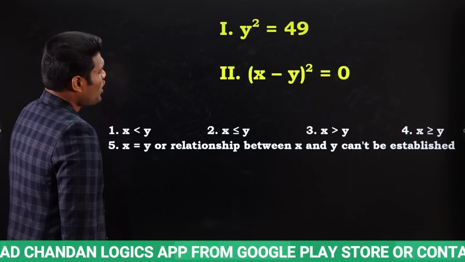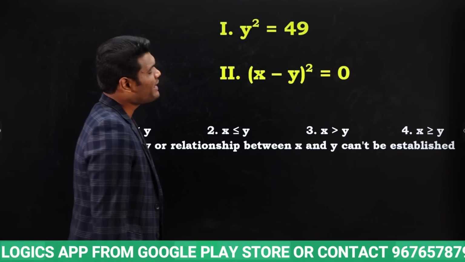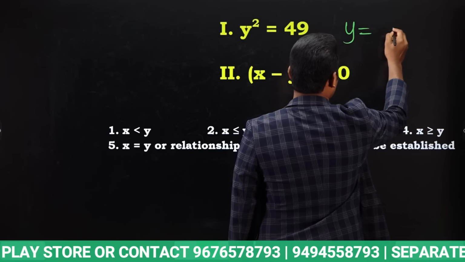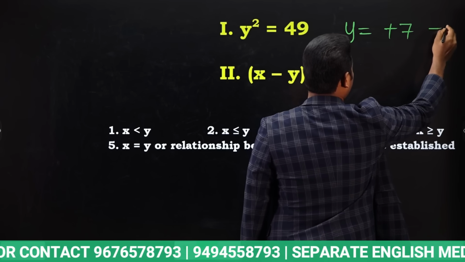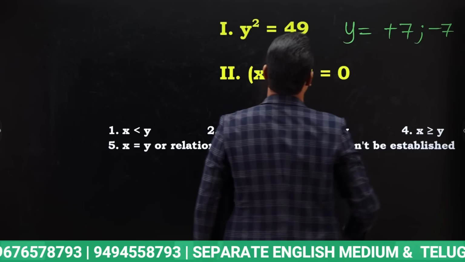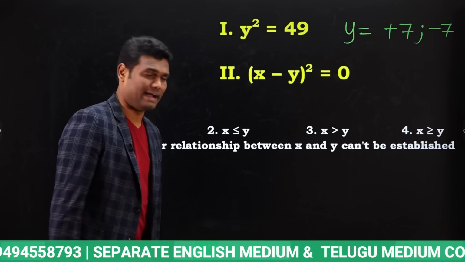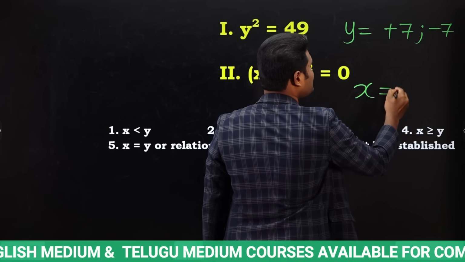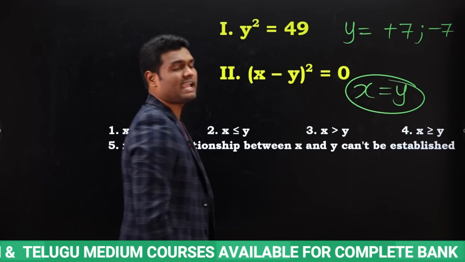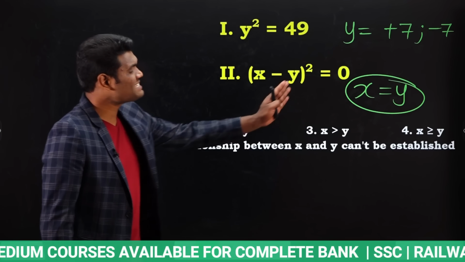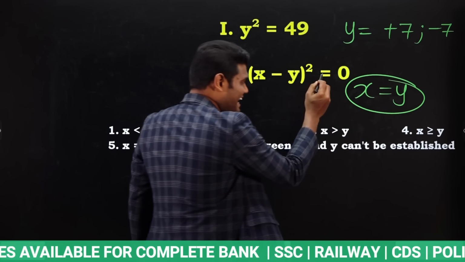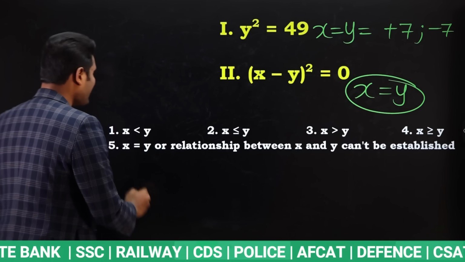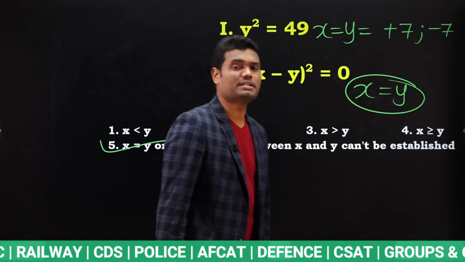Okay. Next one, y square equal to 49, x minus y whole square equal to 0. Now look here, y square is equal to 49 means y value will be plus 7 minus 7. Here x minus y whole square equal to 0 means from this I can say x is equal to y. Now observe here, when I say x equal to y, which means x value also will be plus 7 minus 7. Now directly I can say answer is going to be fifth option. No relation is going to be answer.